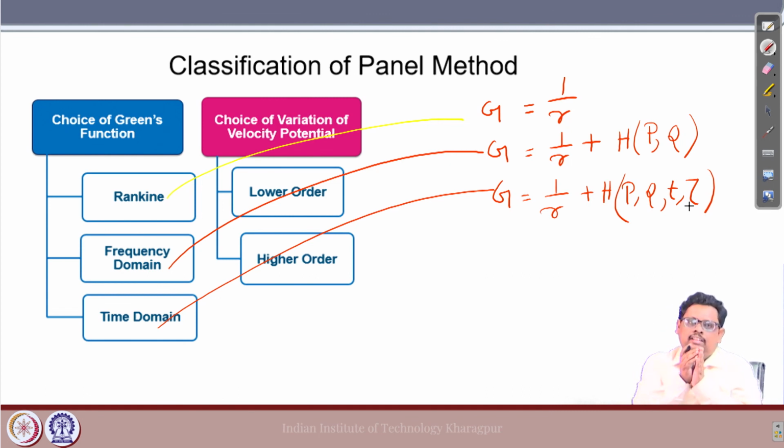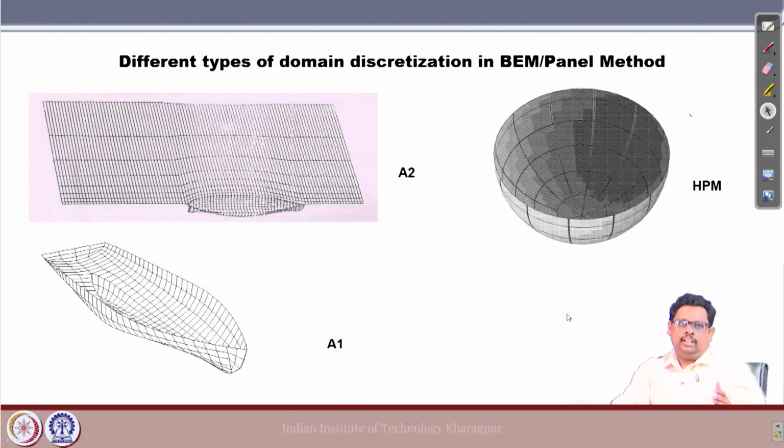But categorically this Green's function can be divided into three parts. One is Rankine. Now, the Rankine Green's function can be solved in the frequency domain or time domain. If you assume the second part is harmonic, or you can say the pulsating Green's function, then the Green's function is harmonic, so you can call it the frequency domain Green's function, and if it is an impulsive Green's function, it is called the time domain Green's function. So, now it is the same. Now, you understand all this.